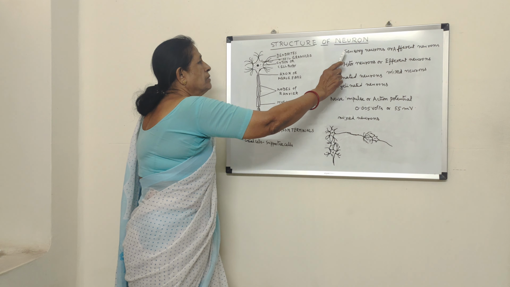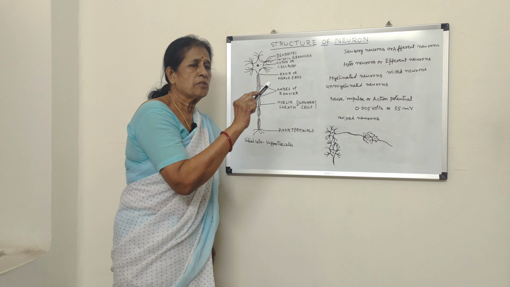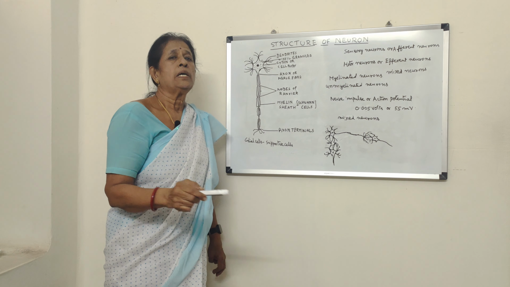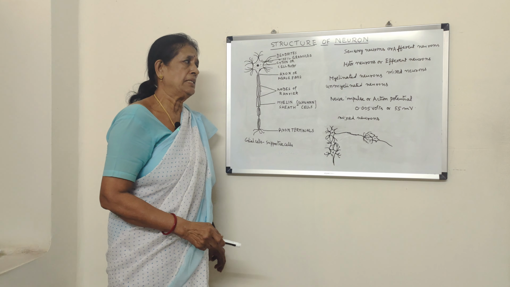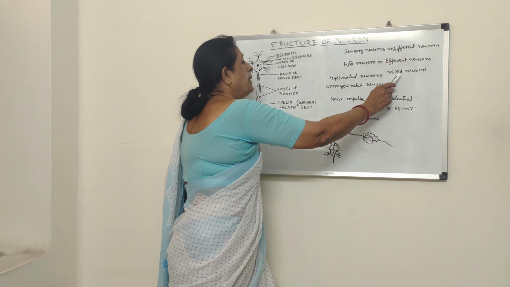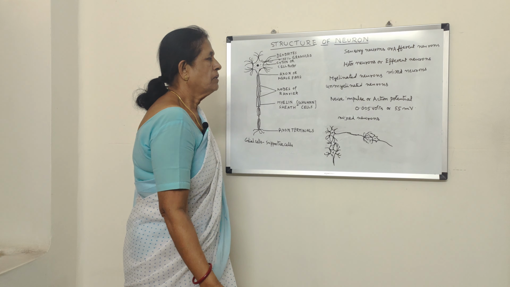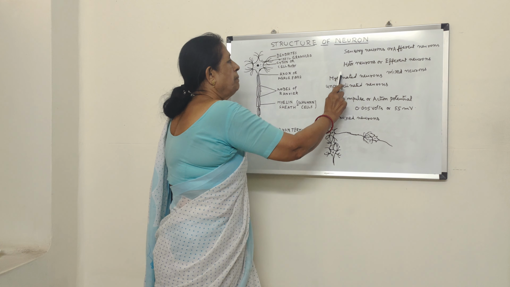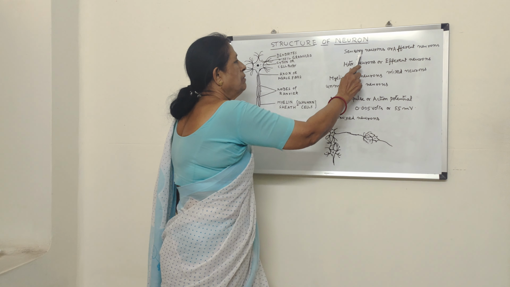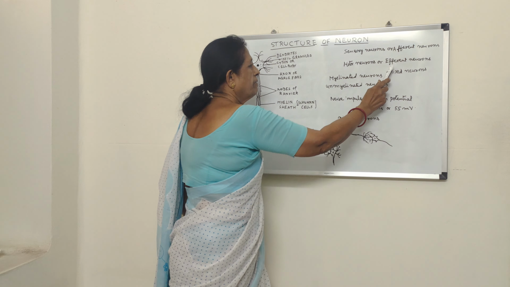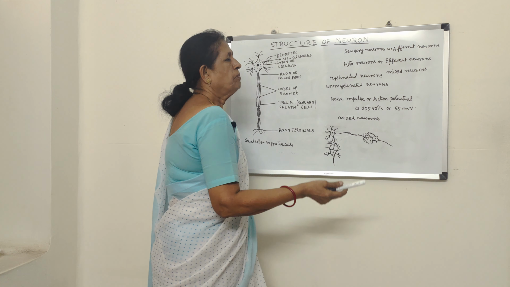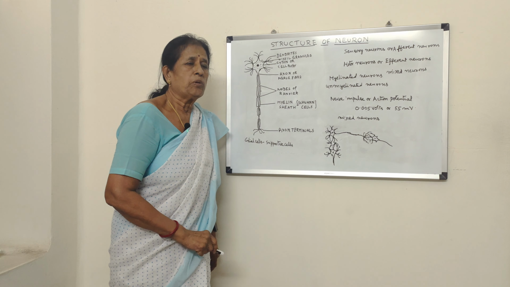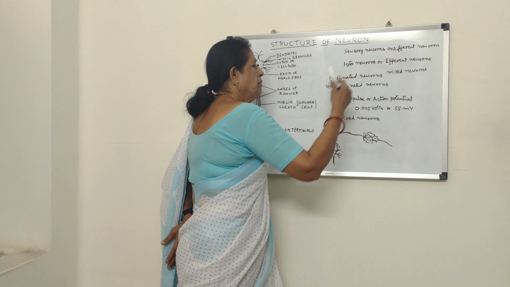So a sensory neuron carries impulses from sense organs to the brain and spinal cord. A motor neuron carries impulses from the brain and spinal cord to the effector organ, muscles or glands. All the spinal nerves are mixed nerves. What are the spinal nerves? We shall see later. So depending upon the function, sensory neurons are afferent neurons, motor neurons are efferent neurons, and if both sensory nerve fiber and motor nerve fiber are present in the same nerve, they are called mixed nerves.